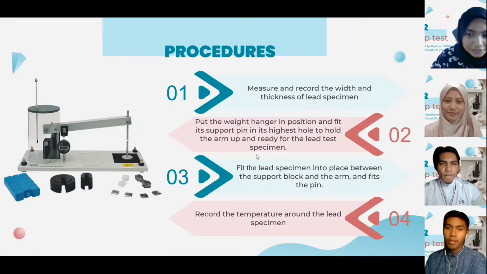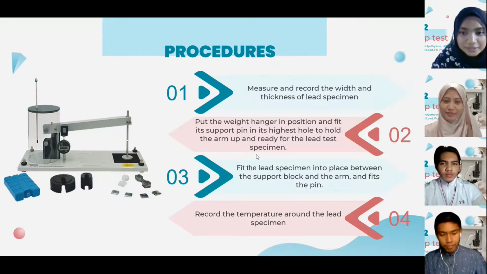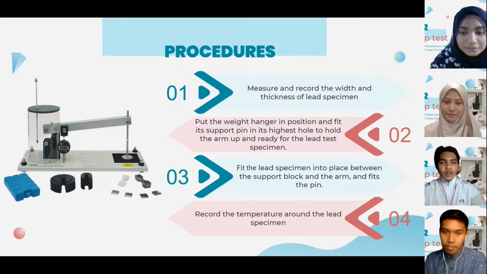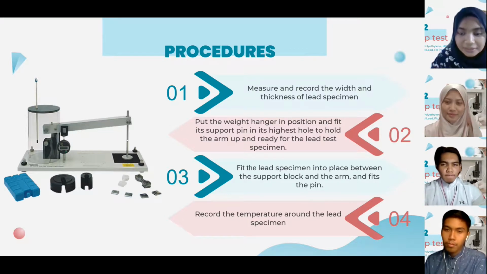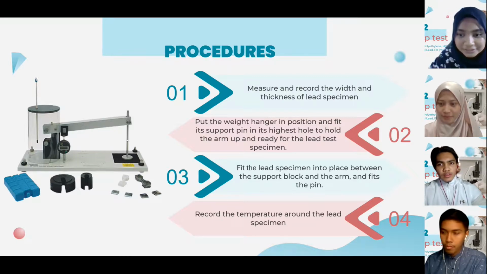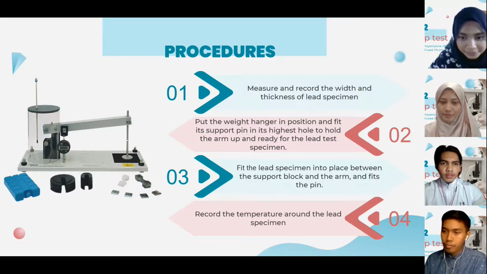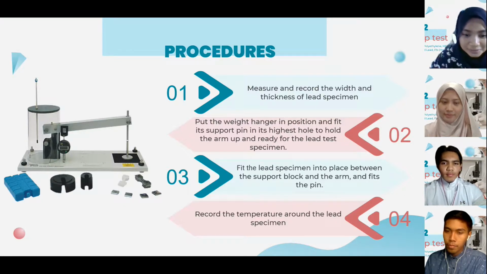For the procedures of this experiment, we start off with the lead creep test specimen. Firstly, we measure and record the width and thickness of the lead specimen. Then, we prepare the creep machine by putting the weight hanger in position and fitting its support pin in its highest hole to hold the arm up and ready for the lead test specimen. And then, we fit the lead specimen into place between the support block and the arm and fix the pin. The next step is to record the temperature around the lead specimen.